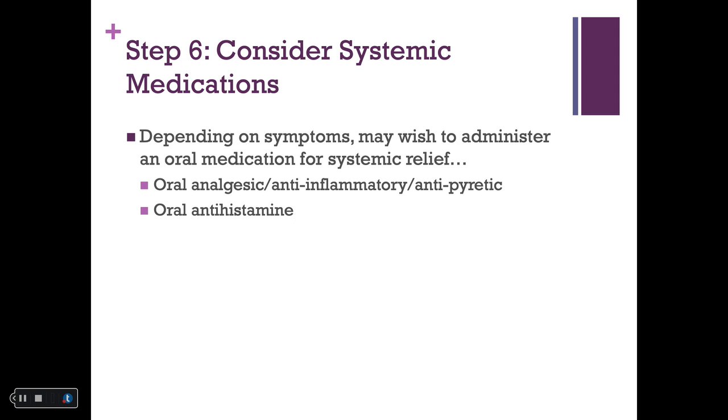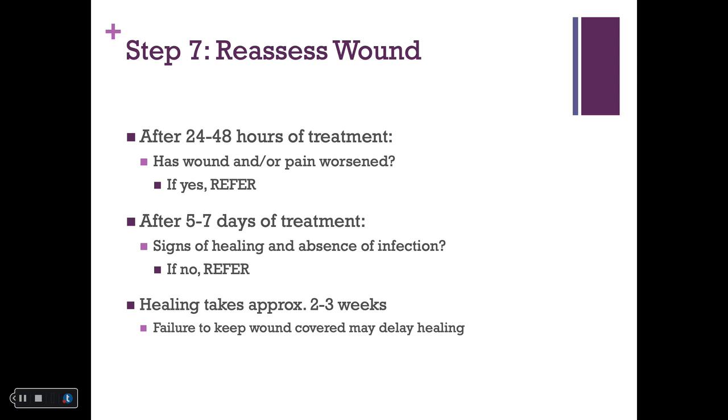You might consider systemic medications depending on the symptoms. So an oral analgesic is going to help with significant inflammation. An oral antihistamine might help with something that's very, very itchy. It's just going to depend on the patient's symptoms.